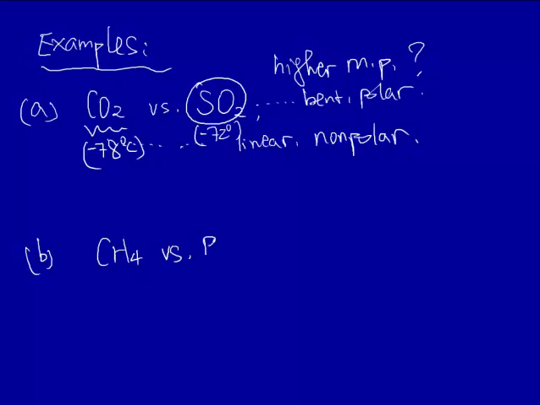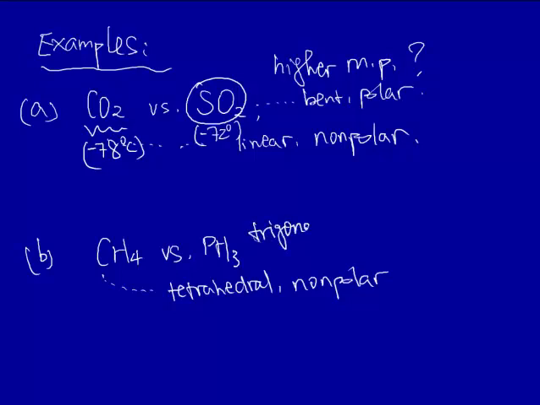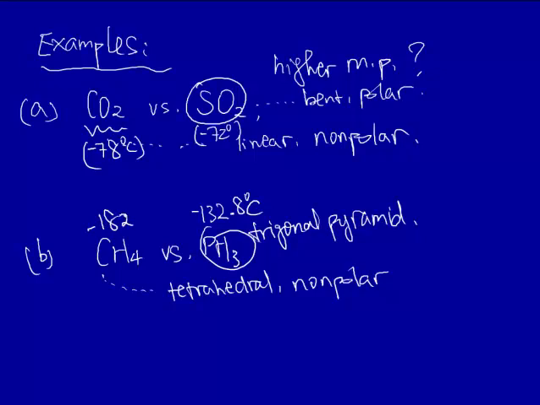Take a look at another comparison. CH4 versus PH3. As you can see here, CH4 will be tetrahedral in shape and nonpolar. PH3 has a trigonal pyramid molecular shape, but is slightly polar or near nonpolar. PH3 will have a melting point of minus 132.8 degrees, and CH4 will have negative 182 degrees.